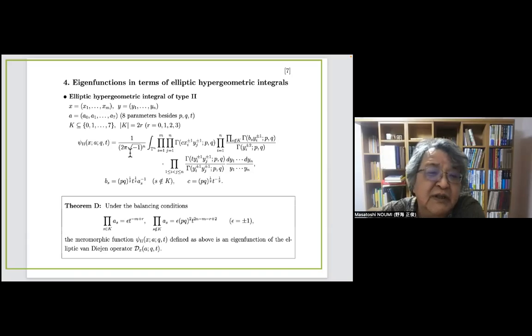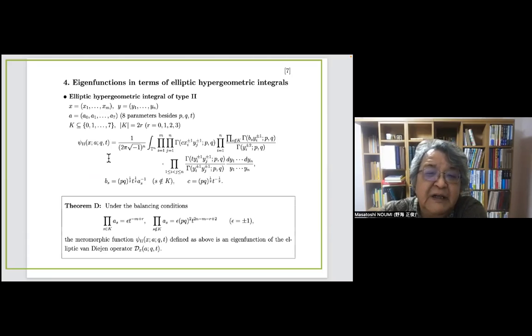And let's choose a subset of indices of the a parameters with even cardinality, and form this type of product here. And this is a kind of kernel function of Cauchy type, with x variables and y variables here. The plus-minus means you have four possible combinations, plus-minus, plus-minus, so this is an abbreviation of four gamma factors.